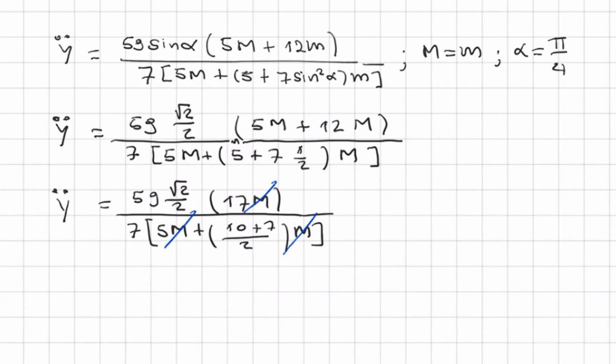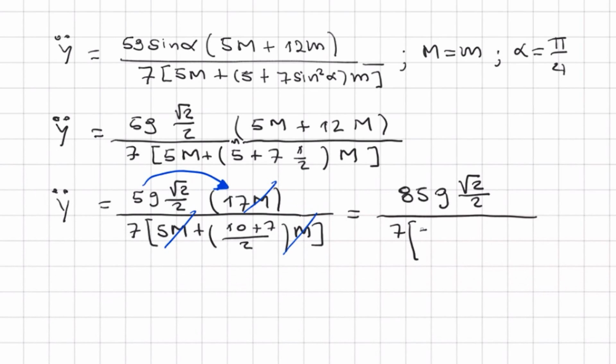This is going to be equal to 5g, 5 times 17 is equal to 85, so this is 85g root square of 2 dividing 2, all this dividing 7, and this 7 is multiplying 5 plus 17 half.